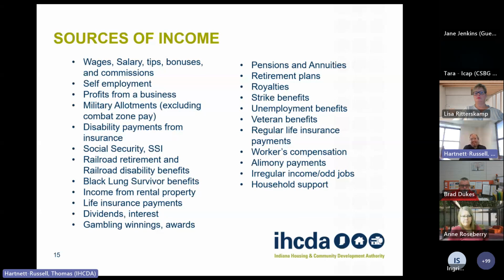All right, sources of income may include wages, salaries, tips, bonuses, commissions, self-employment, profits from business, military allotments, excluding combat zone pay, disability payments from insurance, Social Security, SSI, railroad retirement, railroad disability benefits, Black lung survivor benefits, income from rental property, life insurance payments, dividends, interests, gambling winnings, awards, pensions and annuities, retirement plans, royalties, strike benefits, unemployment benefits, veteran benefits, regular life insurance payments, workers' compensation, alimony payments, irregular income, odd jobs, or household support.